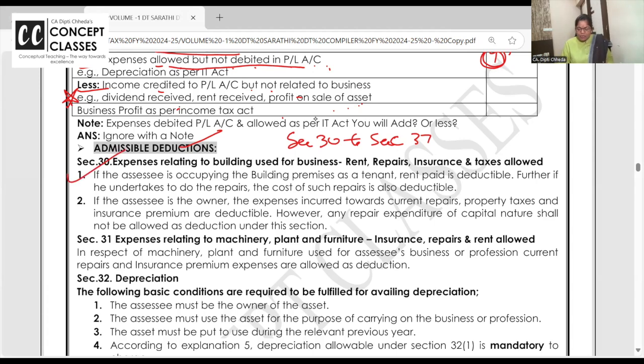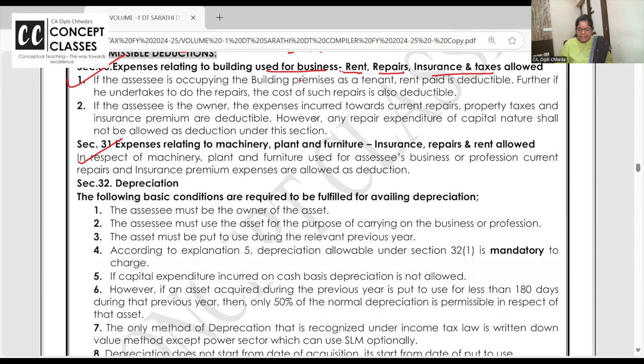Section 30 says, if you use a building for business purpose, then related to the building. You remember in house property also, 25% of the portion is used for business. So all 25% expenditures. See, if a building is used for business, it's a business asset. Then related to that building, if you are paying rent for your office, you have taken a building on rent, it's allowed. Repairs allowed. Insurance and taxes allowed. So for building, rent, repairs, insurance, taxes, all are allowed.